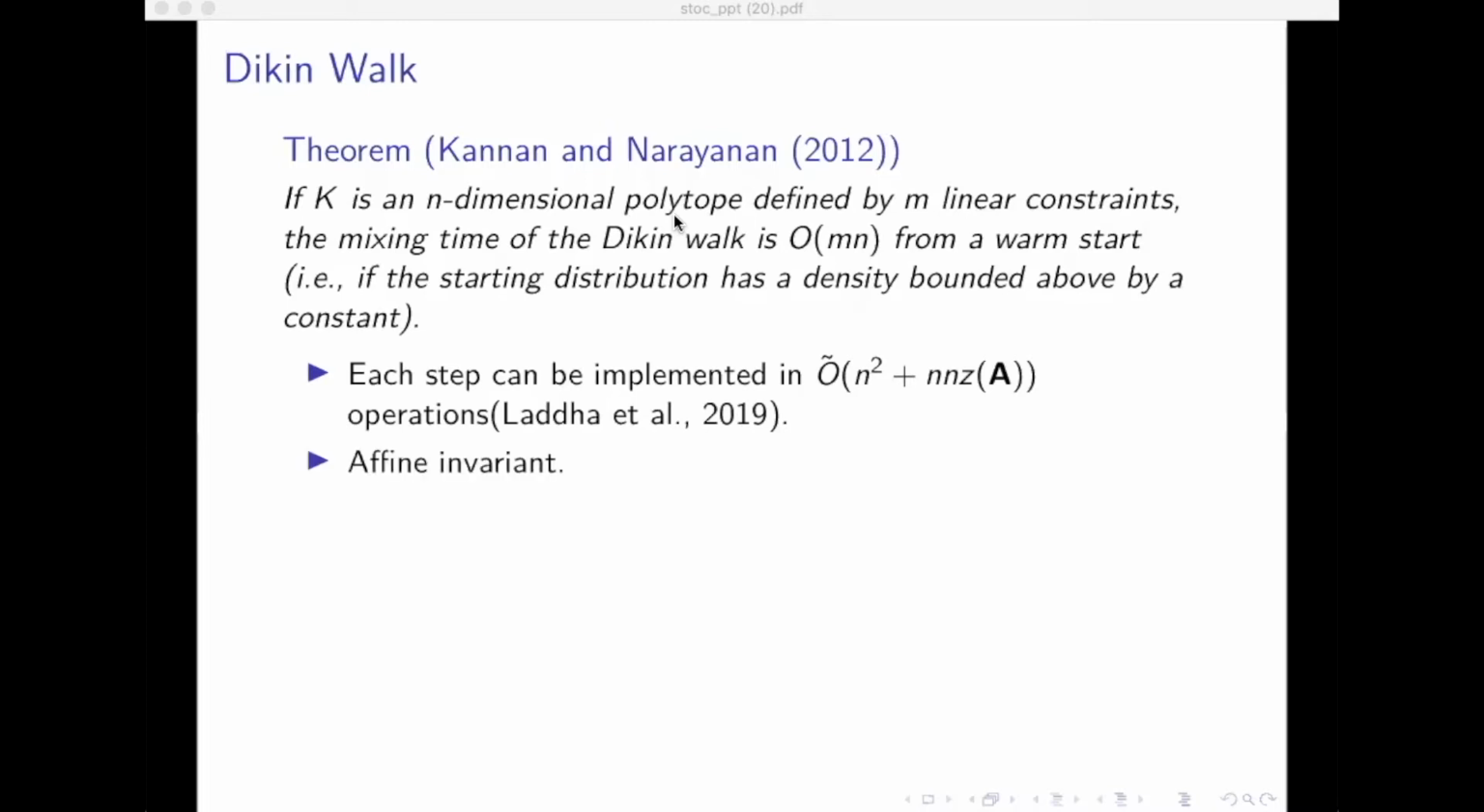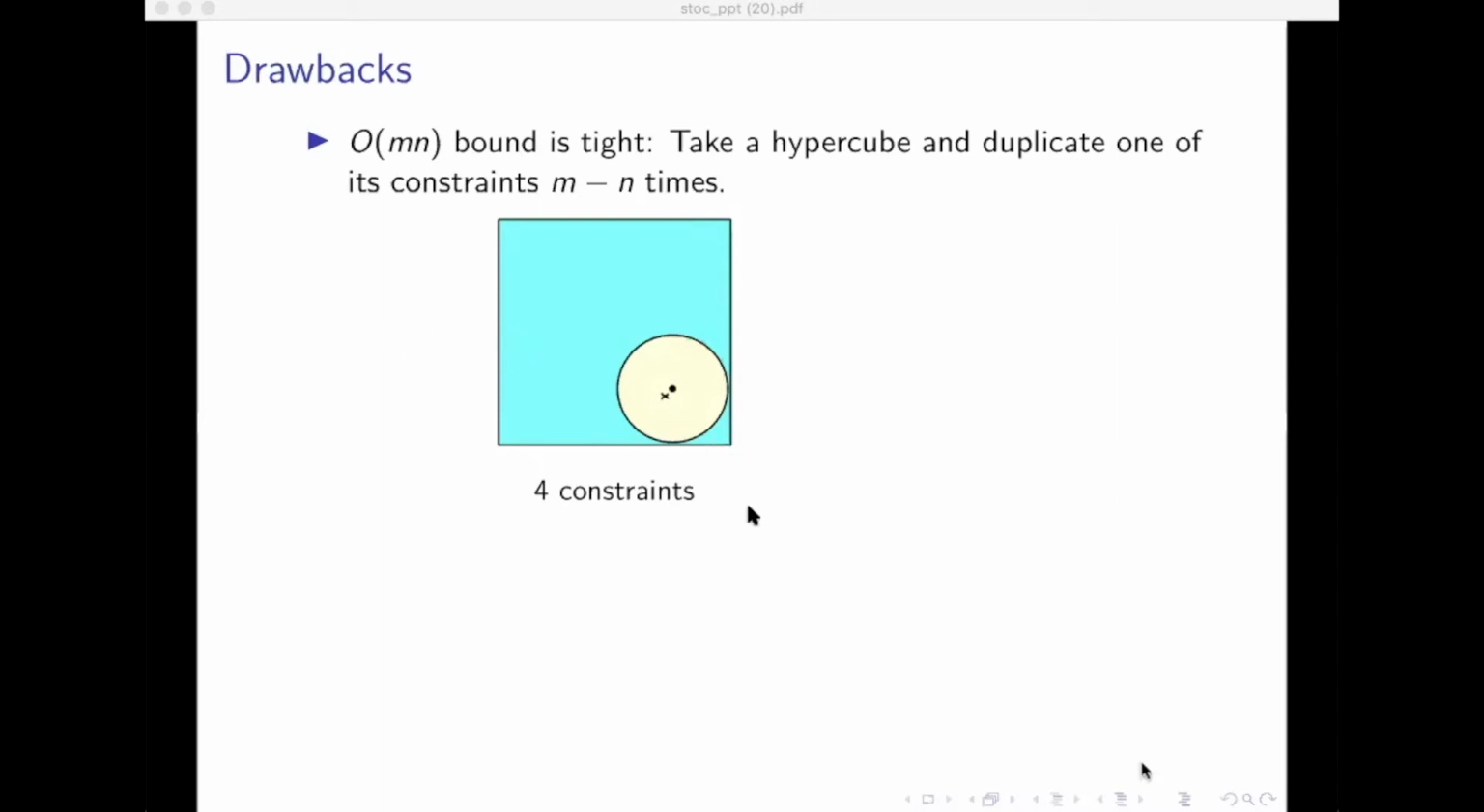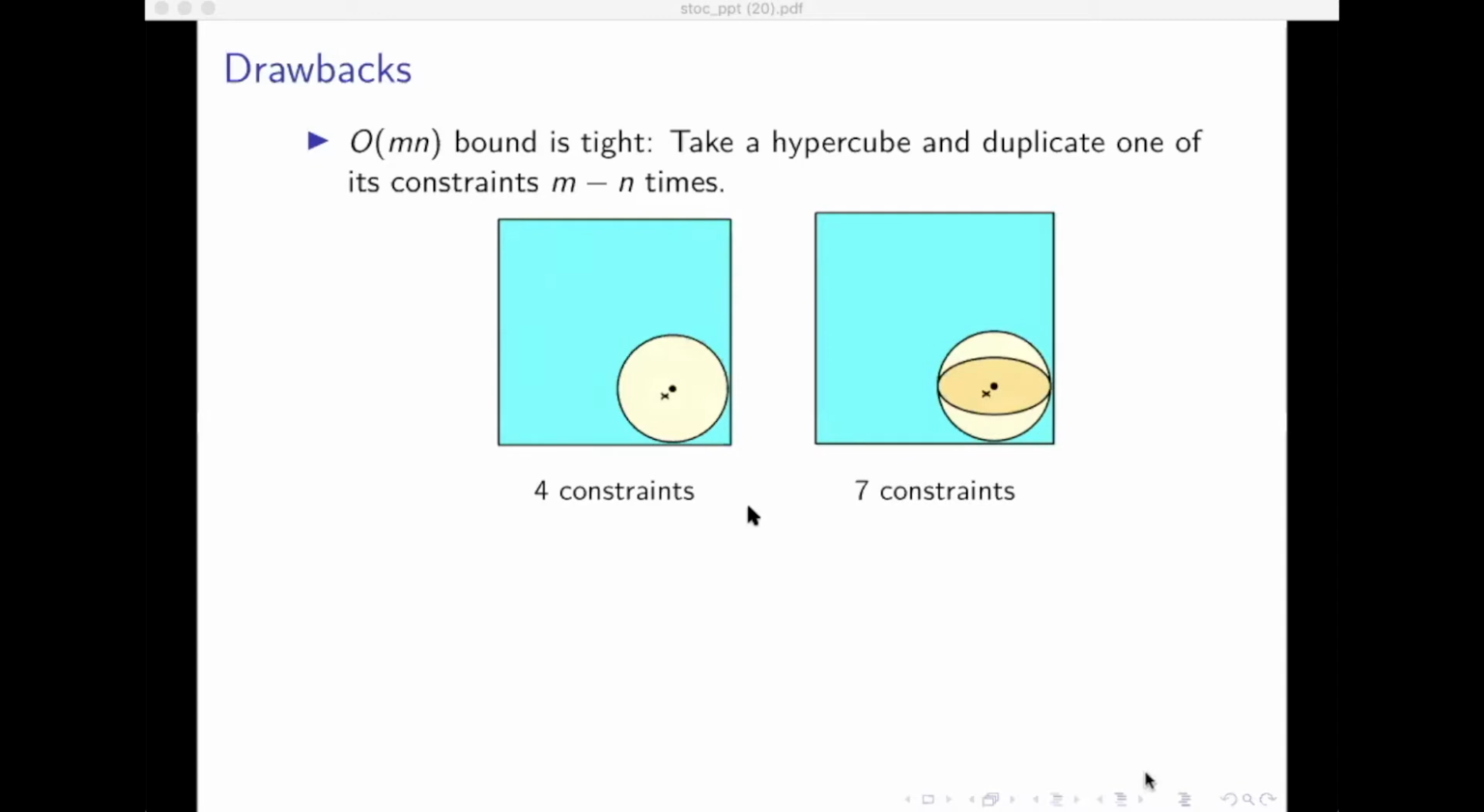The standard Dikin walk is affine invariant. However, note that the mixing time depends on m, which can be exponential in n. For example, take a hypercube in n dimensions and duplicate one of its facets m minus n times. Consider a square in two dimensions described by 4 constraints. If we repeat the bottom constraint 3 extra times, it causes the axis length of the ellipsoids to shrink in the perpendicular direction, effectively reducing the step size and hence increasing the mixing time.